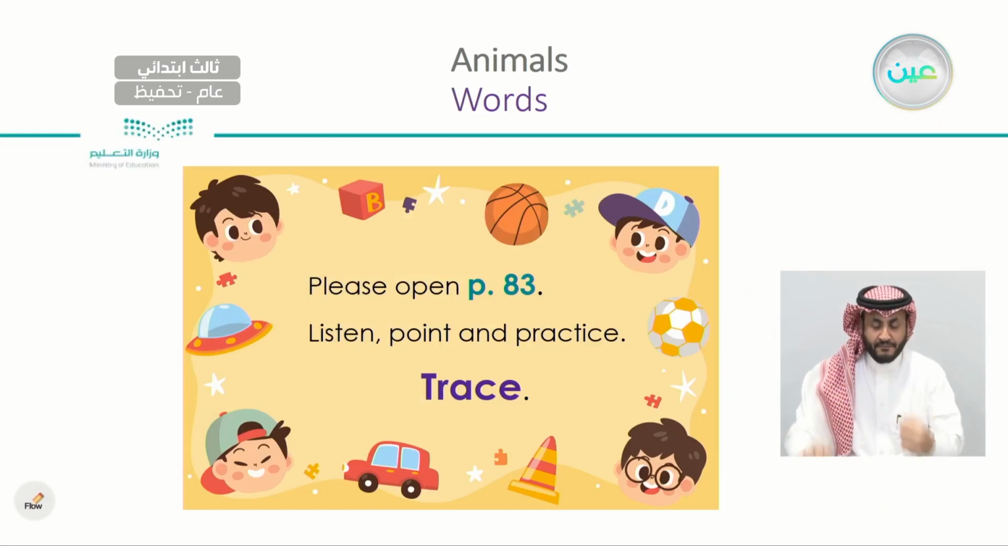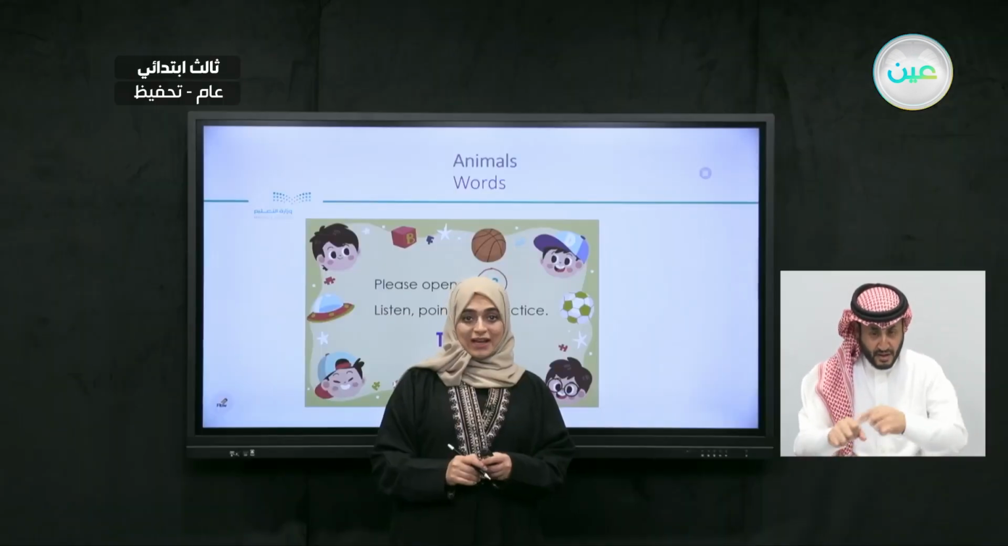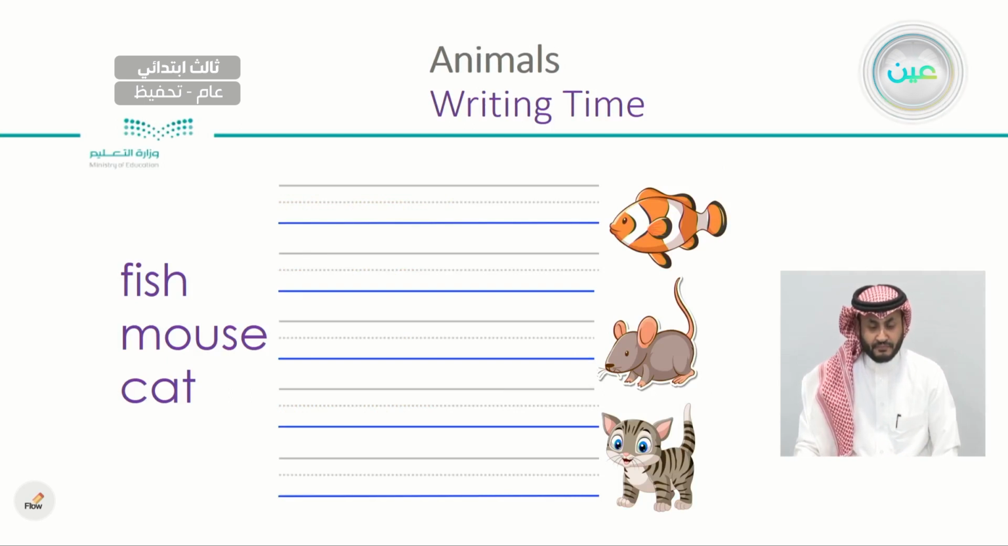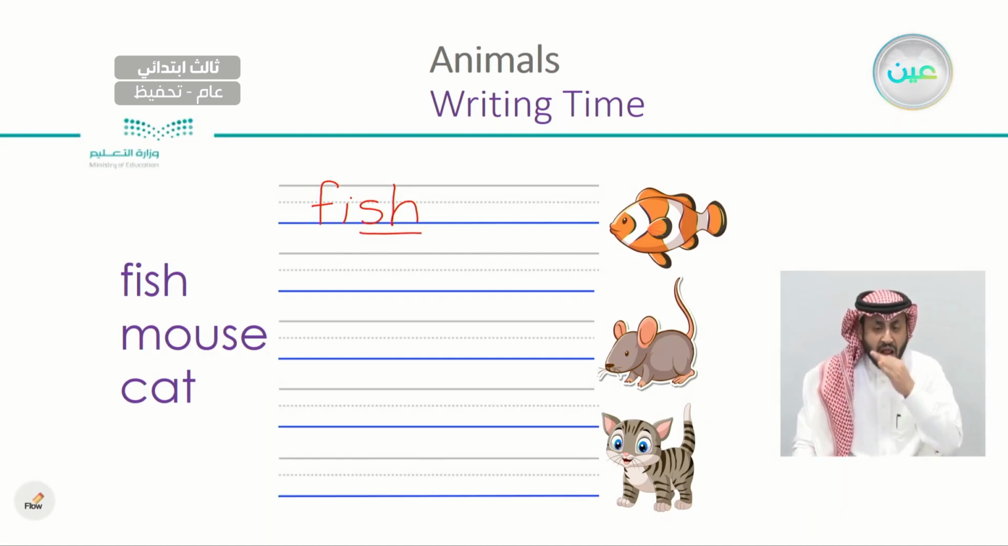Good job. Excellent. Now on page 83, we are now going to start using the end of our Weekend 2 book. Show me your pencils. Excellent. Now we are going to listen, point, and practice. We're going to trace together. What animals do you see? Fish. Let's write the word fish together. F-I-S-H. The S-H has the sh sound.